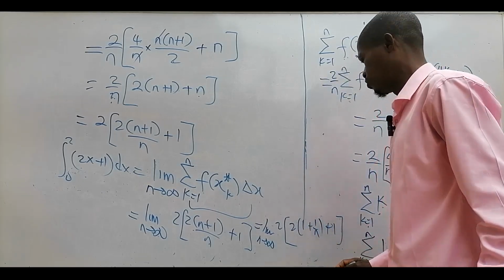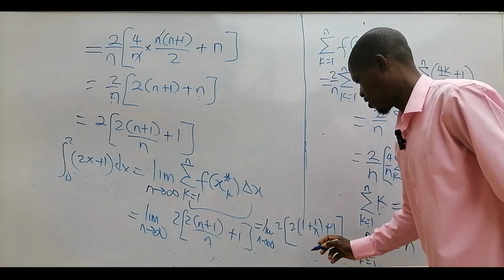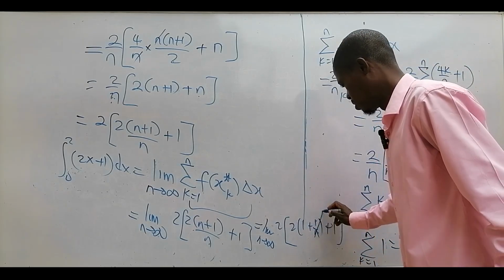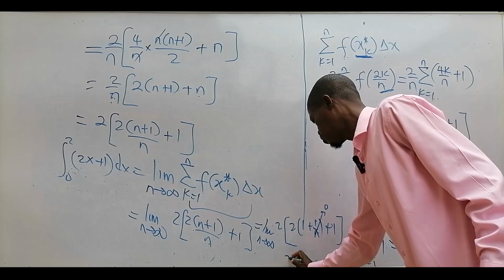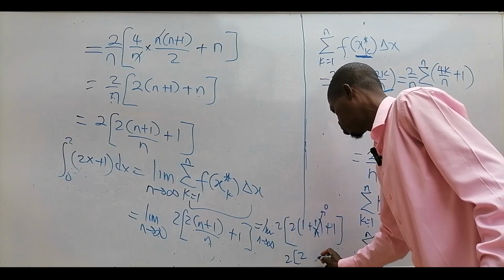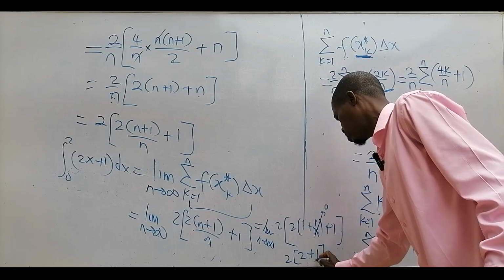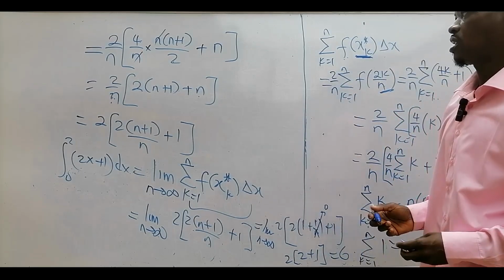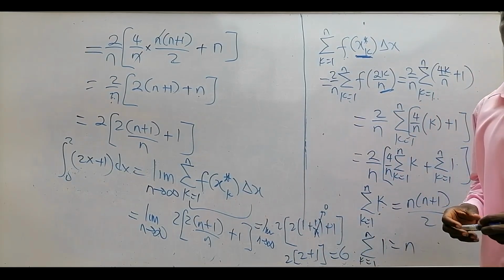Plus 1. And you can do your direct substitution, and that will be this one, 1 over infinity, that's 0. So that's gone. So we have 2 into bracket 2 times 1, that's 2, and then plus 1. And that will give us 6. And that's the answer for the Riemann sum.